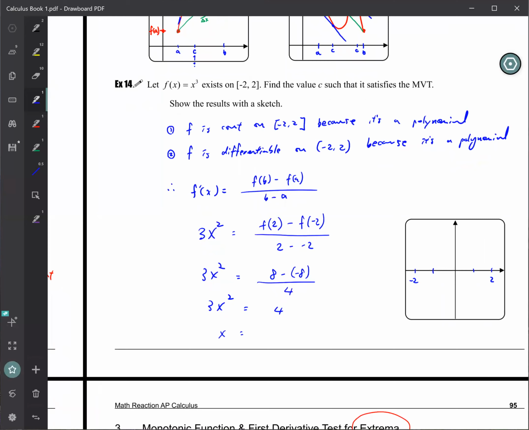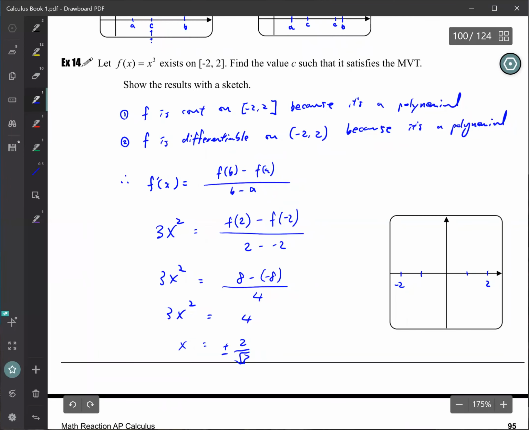Leon, what's your answer? I got 2 over root 3 and -2 over root 3. Yeah, so plus minus, right? So the x, even though we write x, in fact it means c, because these are the places that make the slope equal to 4. 4 is the slope between two endpoints.